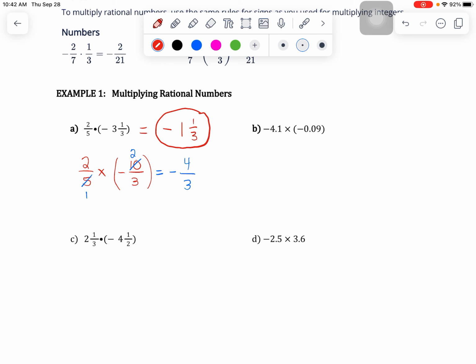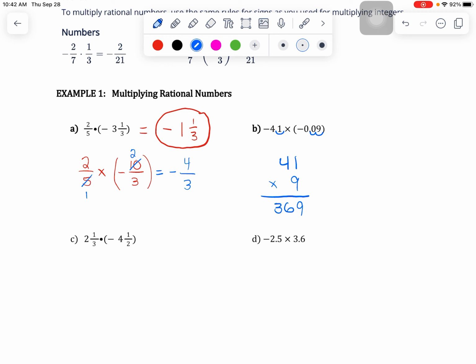All right, looking at B, now we're going to be multiplying decimals. So when I'm multiplying these decimals, I'm going to ignore them completely to start, okay? So I'm going to pretend like that decimal is not there. So I'm going to move it once, I'm going to move this one twice. So I'm going to multiply 41 times 9. Okay, so when I multiply 41 times 9, I end up getting 369.